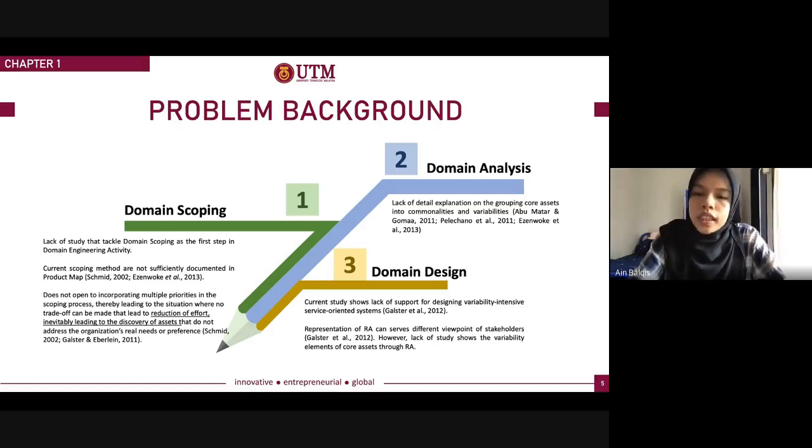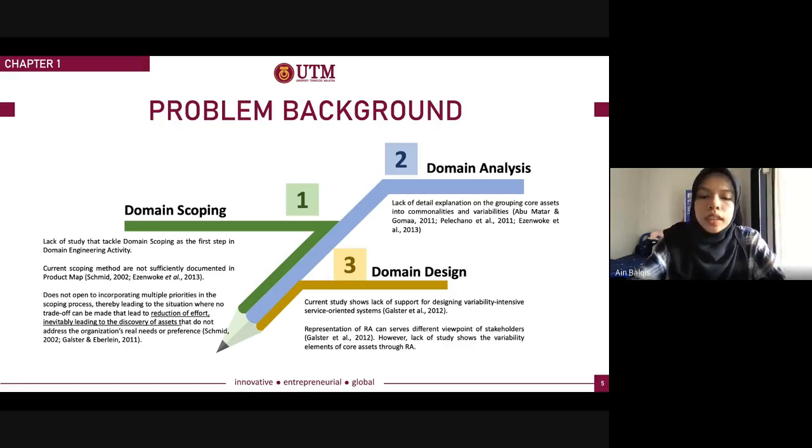The same goes for domain analysis. Current studies show a lack of detailed explanation on grouping core assets into commonalities and variabilities. So these challenges need to be put as one of the main priorities, as it is the fundamental of system development and the main output for core asset development.